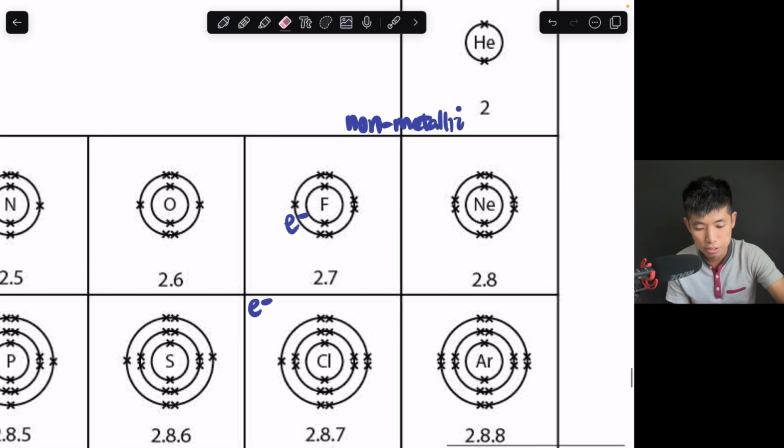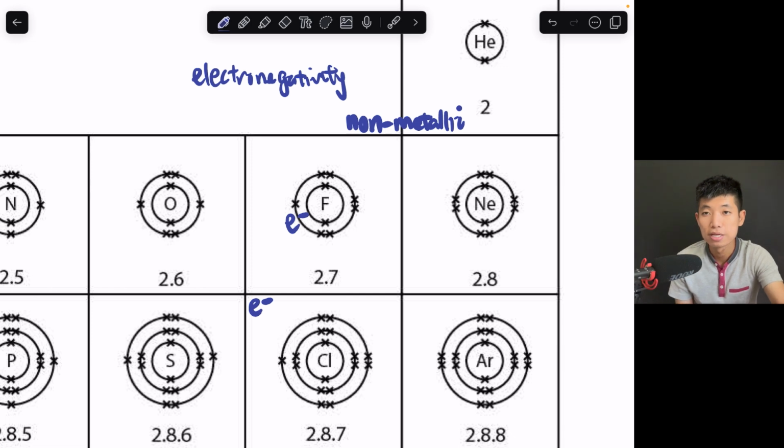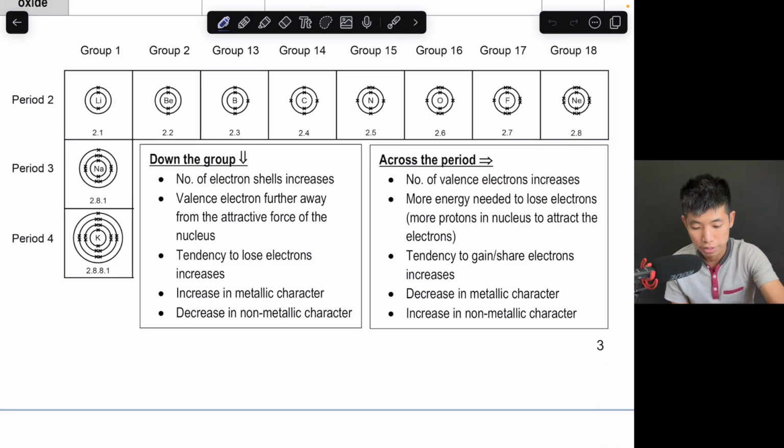So there is this concept known as electronegativity, which is not in your syllabus, but you can go and read up about it. It measures the tendency of an atom to attract electrons in a shared pair towards itself. Okay, so this is a summary of what we have discussed just now. You can refer to the bullet points for some of the keywords and phrases.